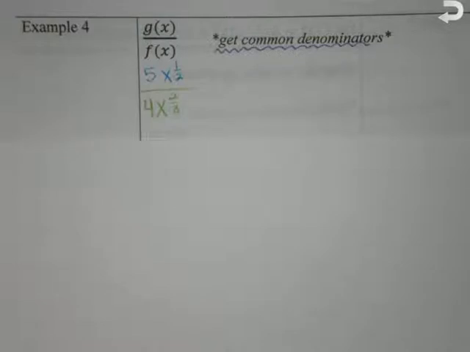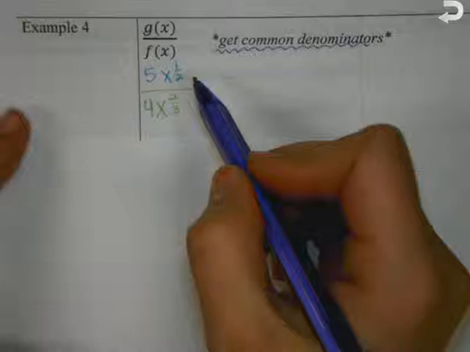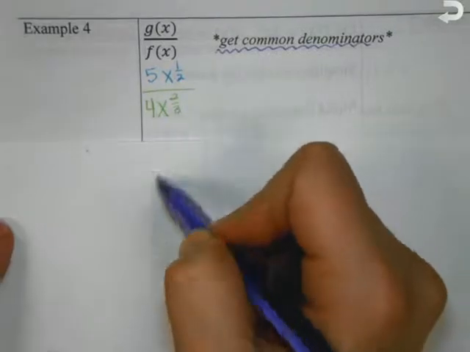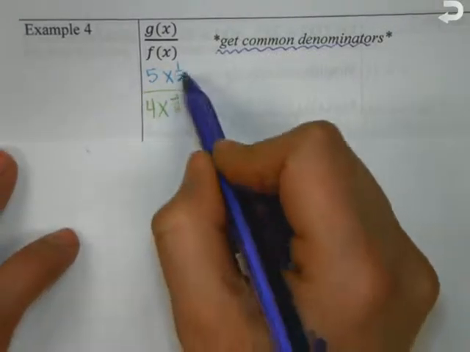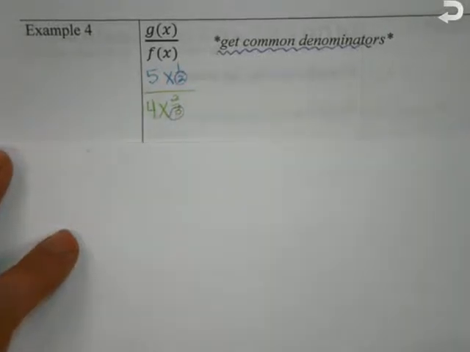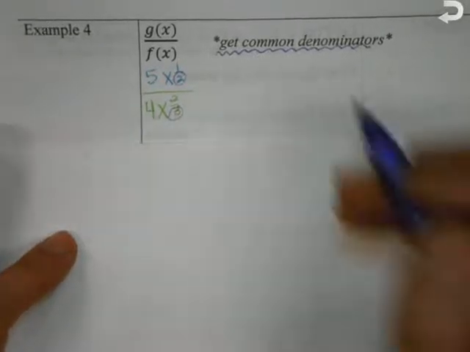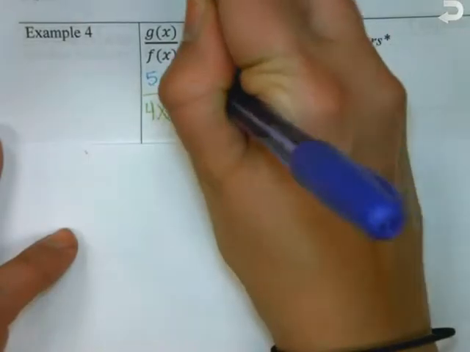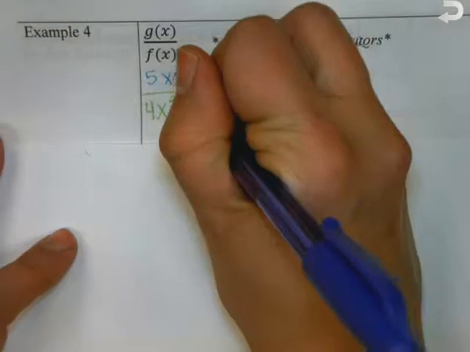When we're dividing powers, what do we do with the exponents? When you're multiplying, we add them. When we're dividing, we subtract them. So to subtract these two things, I'm going to need common denominators, right? So what would the common denominator be? It's a 2 and a 3. 6. So I'm going to multiply the top fraction by 3 and 3, and the bottom by 2 and 2.